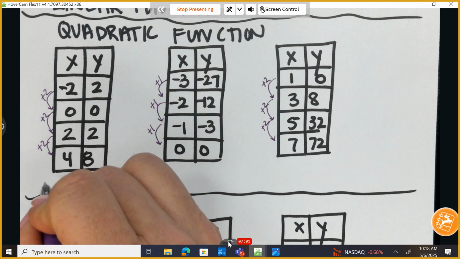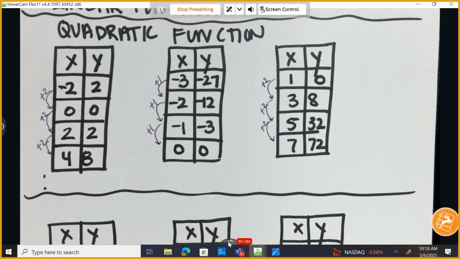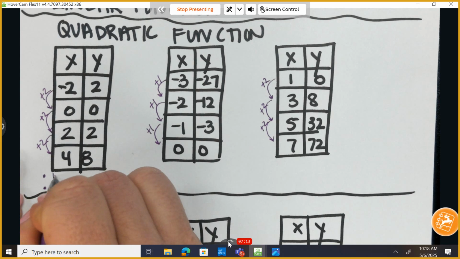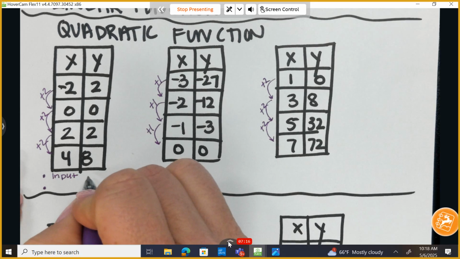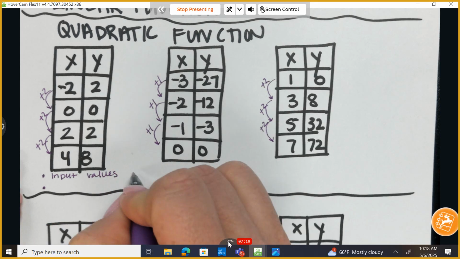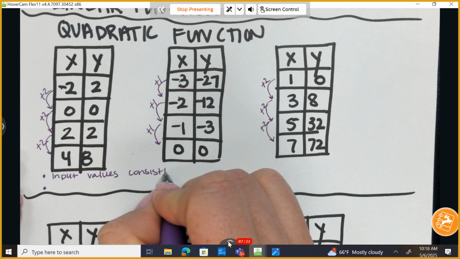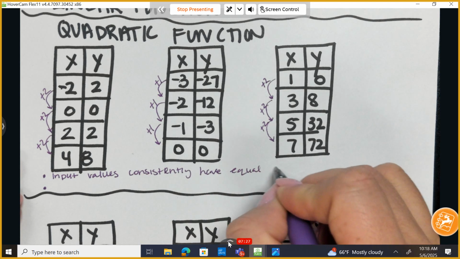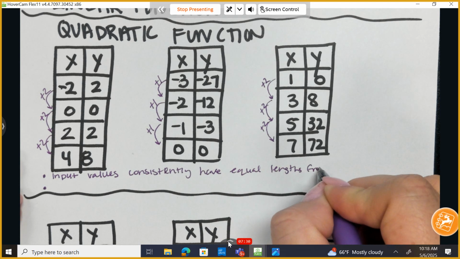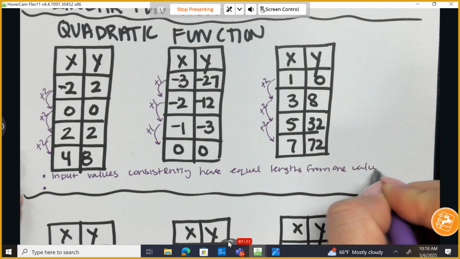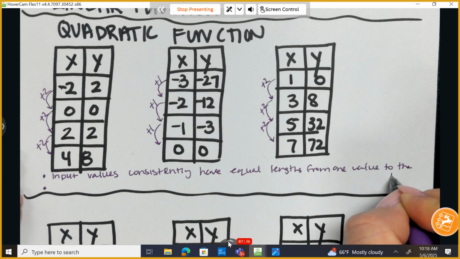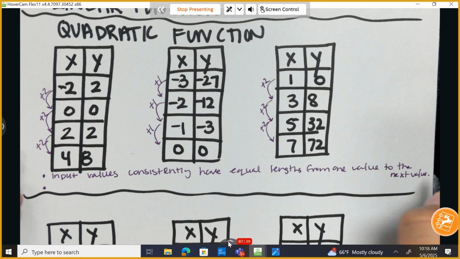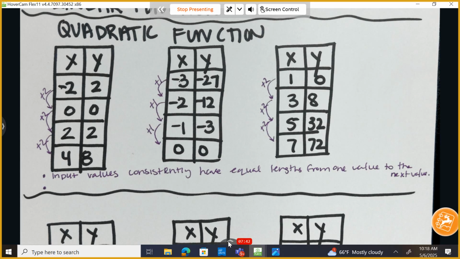There are also two criteria to be a quadratic function by just looking at the table of values and then, again, identifying is it quadratic. Here's the first one. You're going to write down exactly what you put for linear for the first part. Output values consistently, you all need to be writing this, consistently have equal lengths from one value to the next value. Exactly what we had for linear.